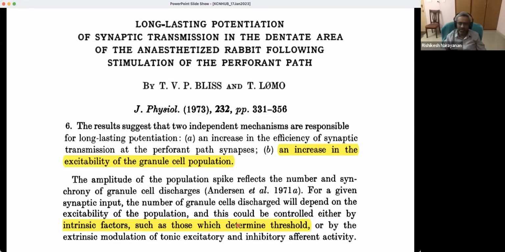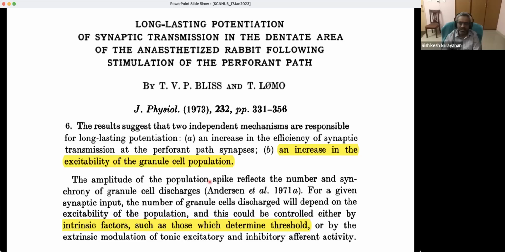And if you go into the details, they would say that there could be changes in intrinsic factors, such as those which determine threshold, like, for instance, sodium channels and stuff like that. So it's not something which is novel or new. It has been there ever since the first ever demonstration of synaptic plasticity. But it is just that because of the Hebbian bias that we had, we just chose to run with one of them rather than taking both of them and treating them as equal. I mean, it's much more than these two. As I said, plasticity is ubiquitous.